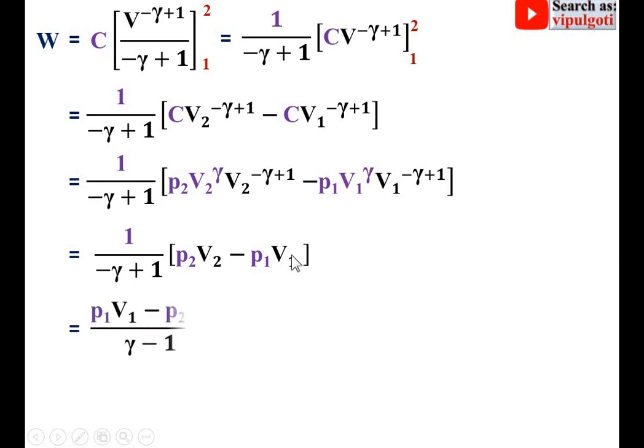Now further simplification, so it is P1 V1 minus P2 V2, and so that it will be gamma minus 1. Simply I have taken minus as a common from the numerator as well as denominator, and that will be cancelled. So this is the final simplification of the work done during the adiabatic process.